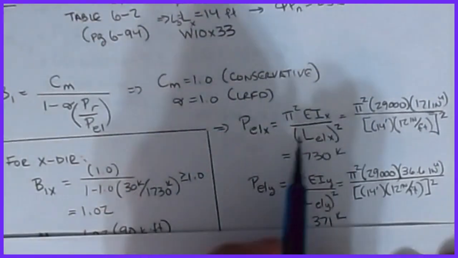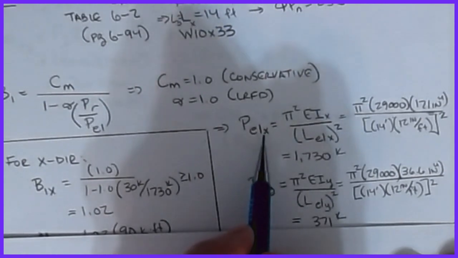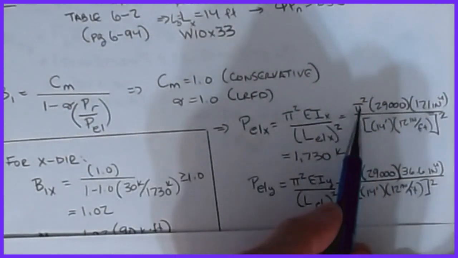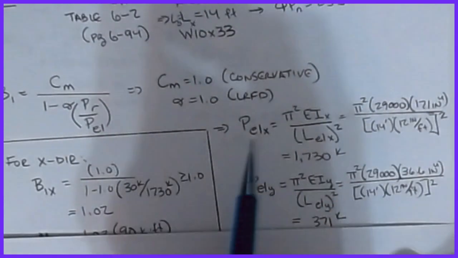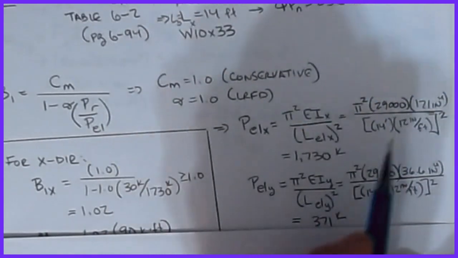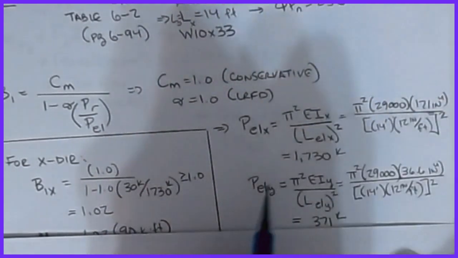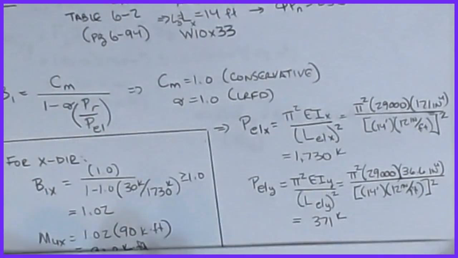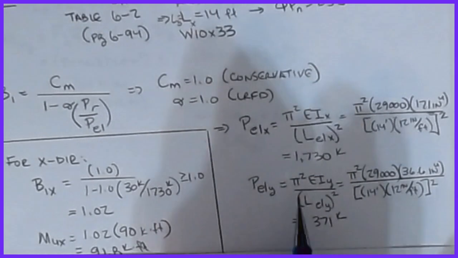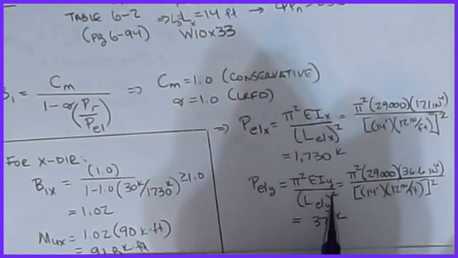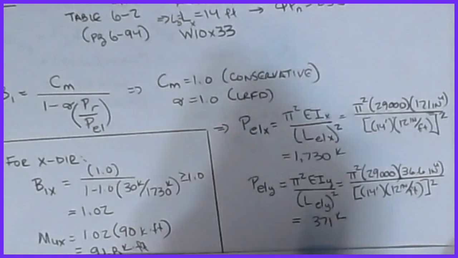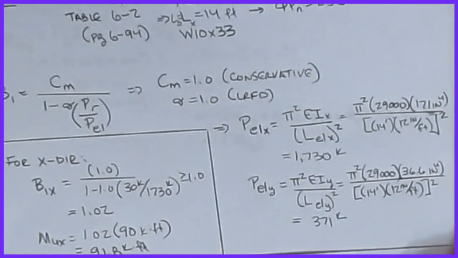Then all I do is I calculate the Euler buckling capacity for the X characteristics and for the Y characteristics. For the X direction, it's pi squared, 29,000 ksi is E. I take my Ix, which was 171, and then I do 14 times 12, get my units straight, and I square it, and I come up with an X direction capacity of 1,730 kips. The Y direction capacity is pi squared E I, and now it's an Iy direction. So the only thing that changes is this number over here. Instead of being the Ix, you plug in the Iy, that was 36.6 from the table, and if I do the math, that becomes 371 kips.